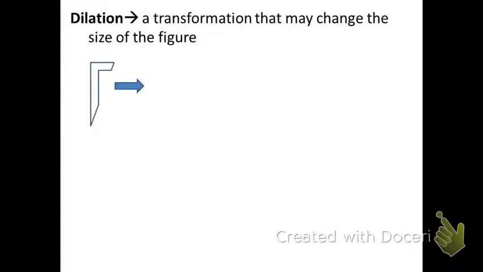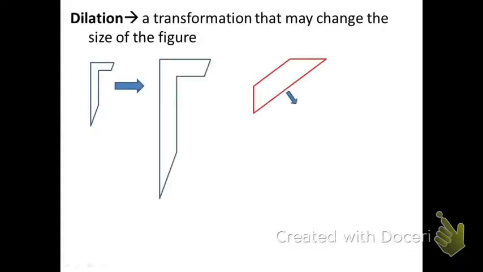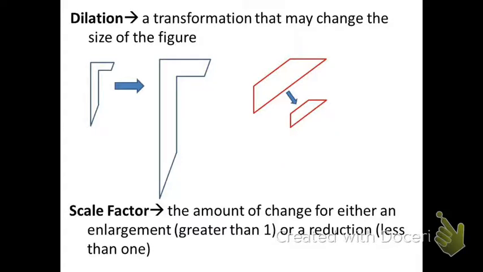So here we start with that shape, we call it our pre-image, and our image gets larger, and we call that an enlargement. On the second one, when our shape becomes smaller, we call that a reduction. So the scale factor is the amount of change, for either an enlargement if it's greater than 1, or a reduction if it's less than 1. If it's equal to 1, then it is just a congruence transformation.